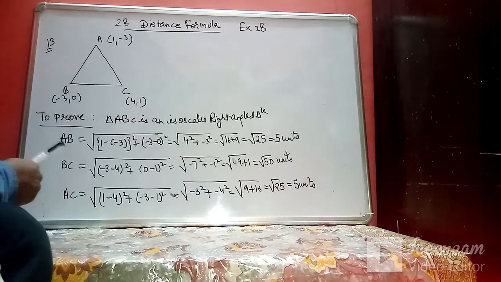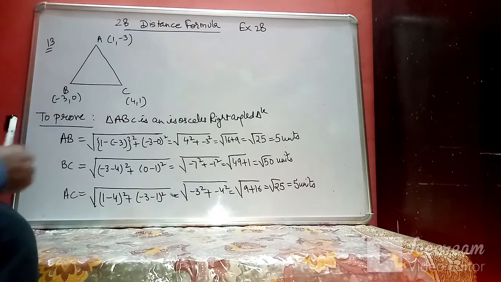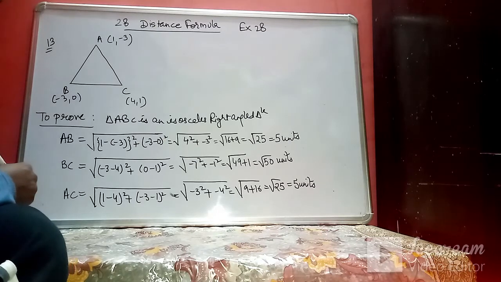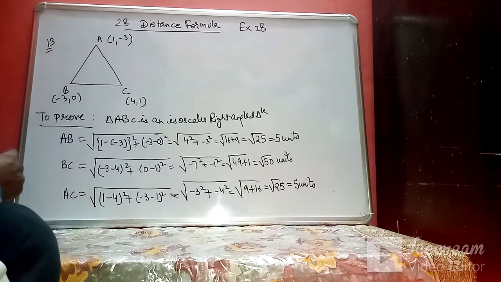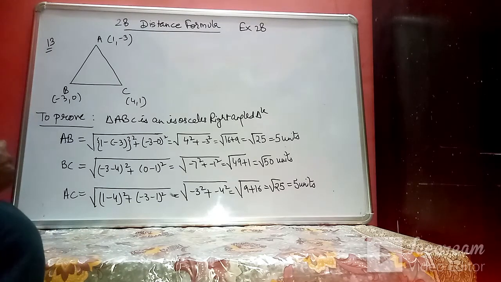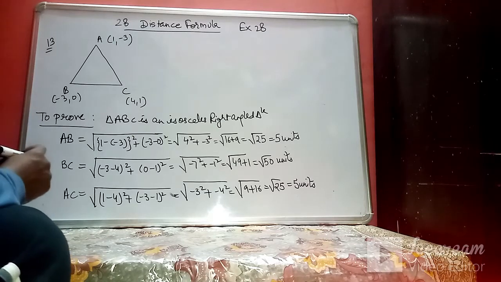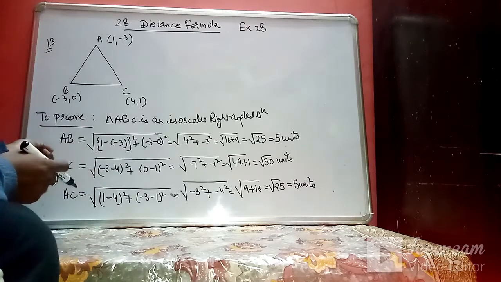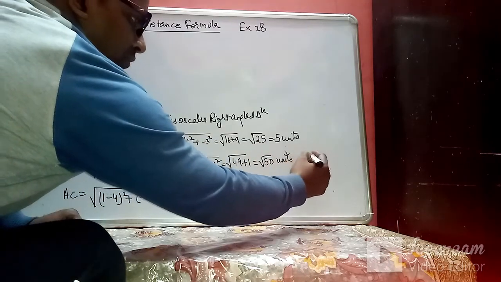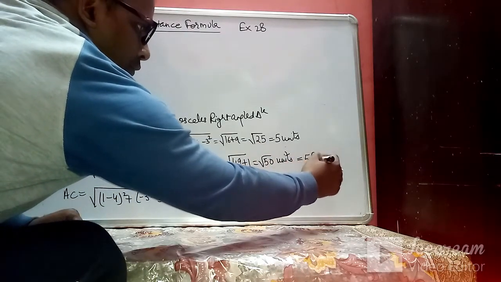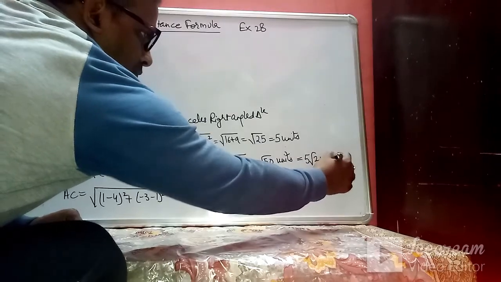Now if you see very carefully, AB equal to AC. So that means ABC is an isosceles triangle. Now in order to prove that it is a right angle triangle, what do we need to prove? We need to prove the Pythagoras theorem. So if we simplify root 50 further, what we will get? We will get 5 root 2 units.